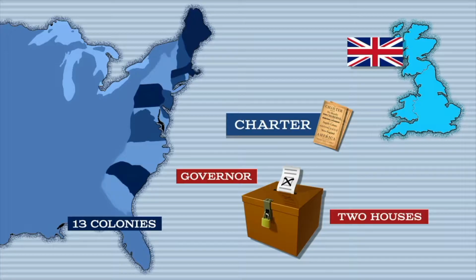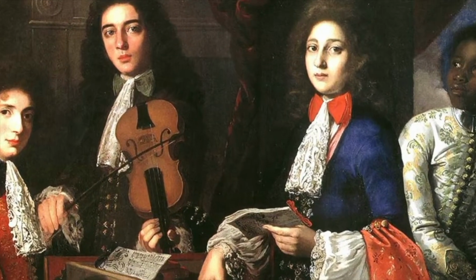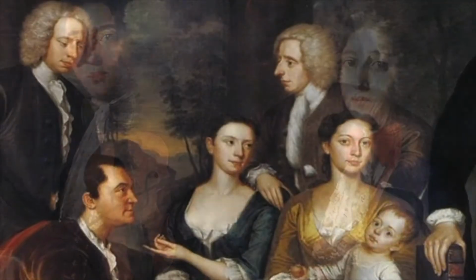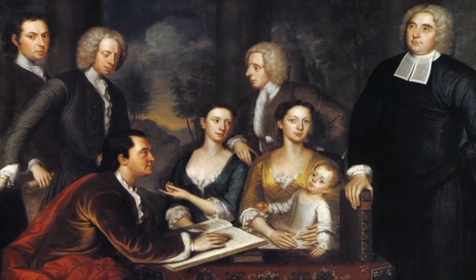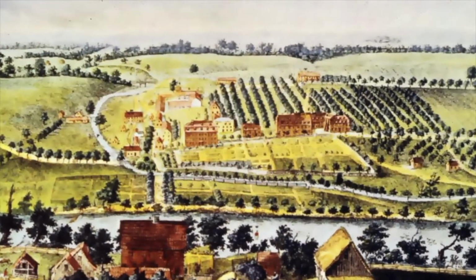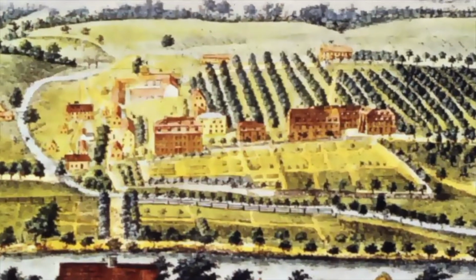Because charter colonies were governed by the citizens of the colony, they were less subject to British rule and enjoyed many more liberties than colonists in royal or proprietary colonies. Many royal colonies began as charter colonies, but had their charters taken over by the Crown.